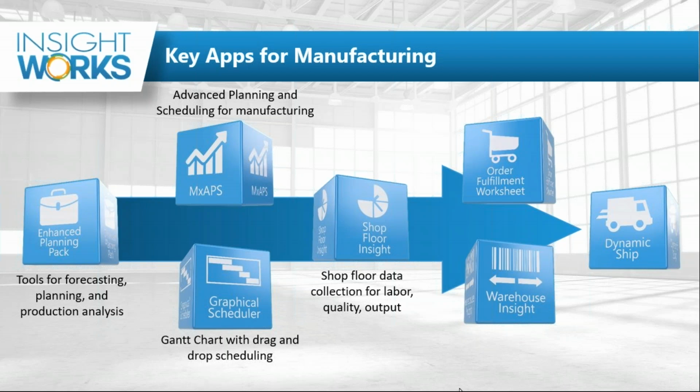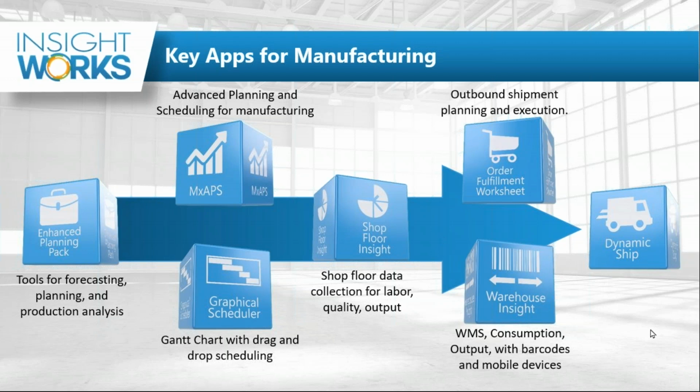And then, of course, once the manufacturing is done, you've got inventory, and you're probably not going to leave it in your warehouse for the rest of your life. You're going to need to get it out the door. So that's when we get back into our fulfillment applications, where, again, we can use the order fulfillment worksheet to see what we're able to ship today. We can use Warehouse Insight or WMS Express for the picking and shipping.